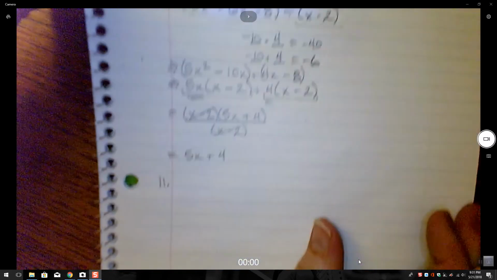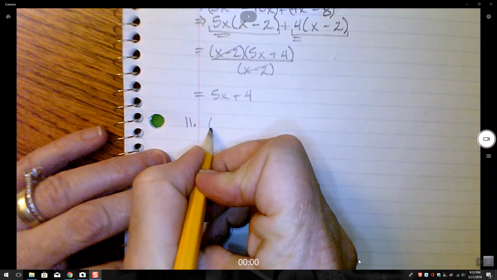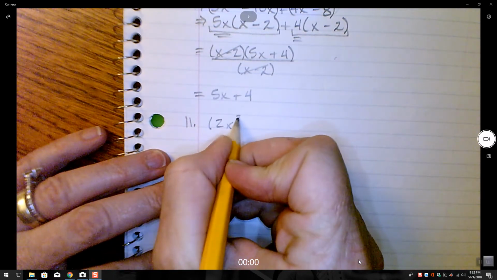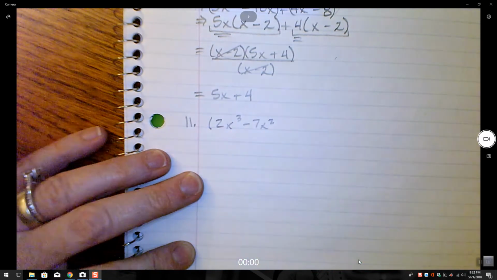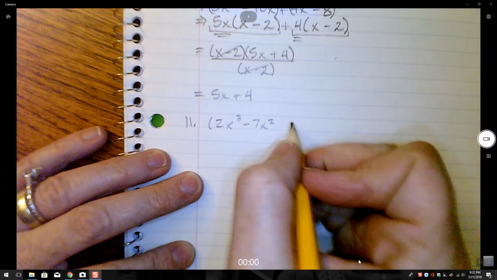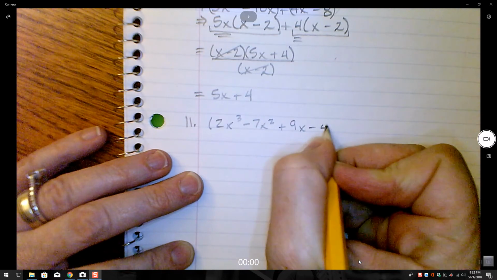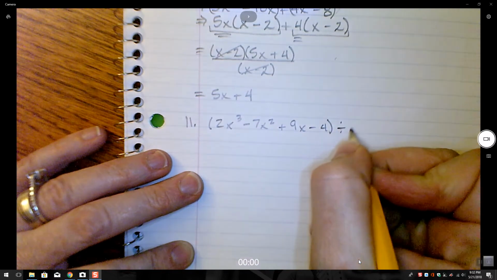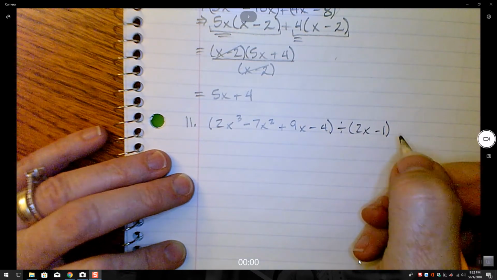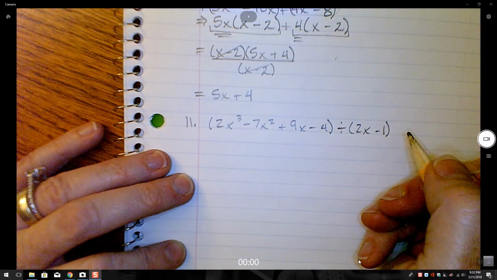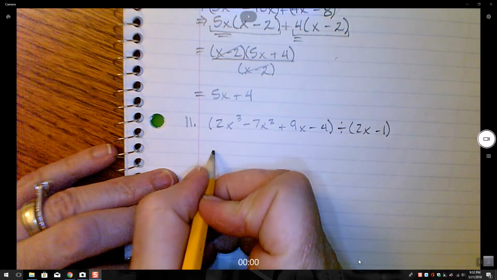We've got another division problem. So we have 2x to the third minus 7x squared. Is that a minus or a plus? My eyes are getting tired. I can't read my own writing. I believe that's a plus 9x minus 4, and we're dividing it by 2x minus 1. And we could use long or synthetic division here. I think I'm going to go ahead and use long division.